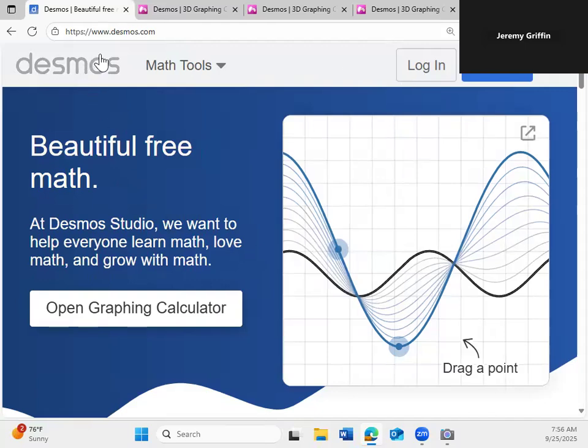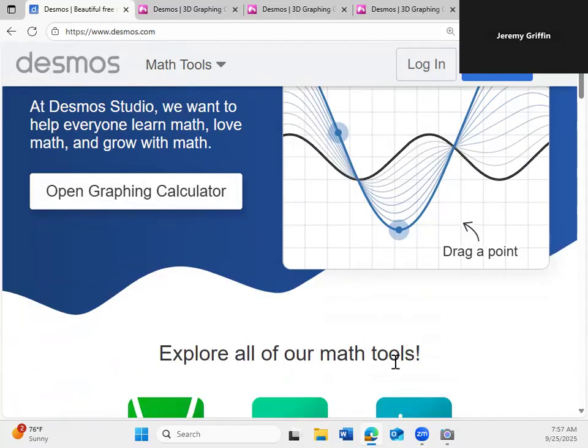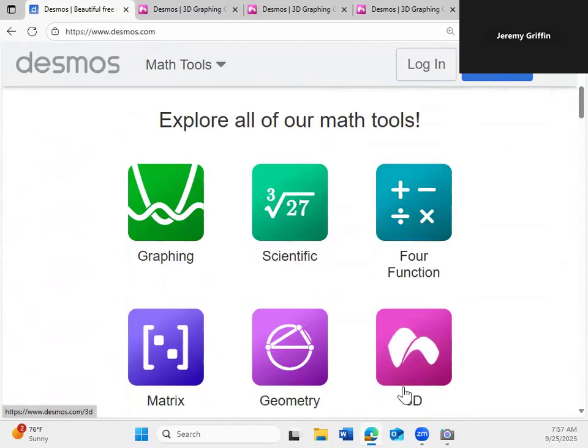If you go to desmos.com, normally I just click on open graphing calculator. That's the 2D graphing calculator. But if you scroll down, look at this one. It says 3D. Ooh, I see something 3D going on. Big pink icon. You open that.